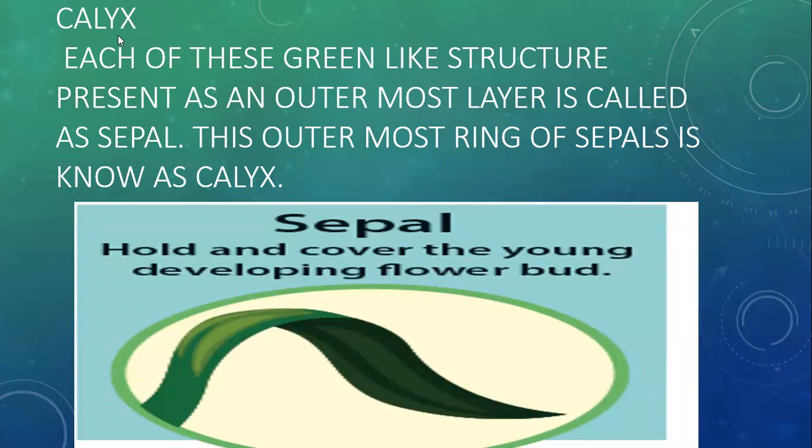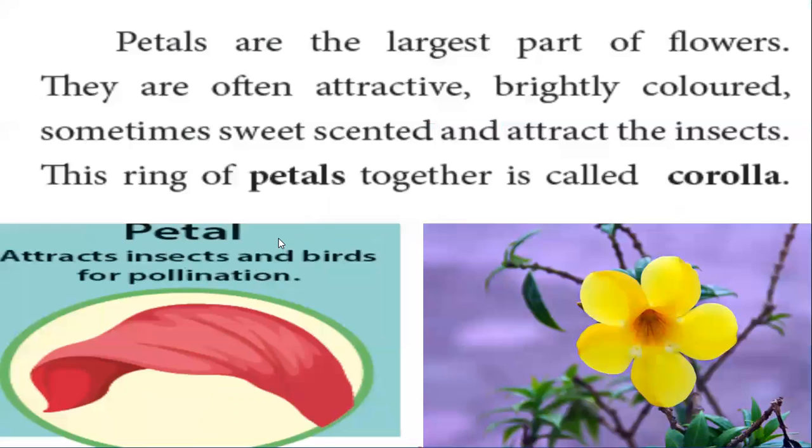See, what is calyx? Already you know very well. The calyx is the green part. The individual part is the sepal. Each of these green structures present on the outermost layer is called a sepal. This outermost ring of sepals is the calyx. The next one, petals.